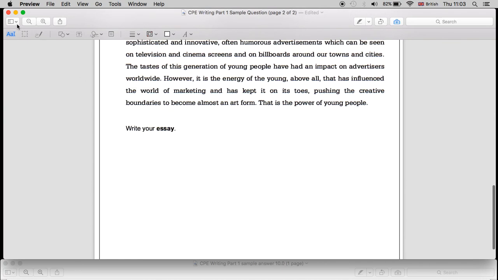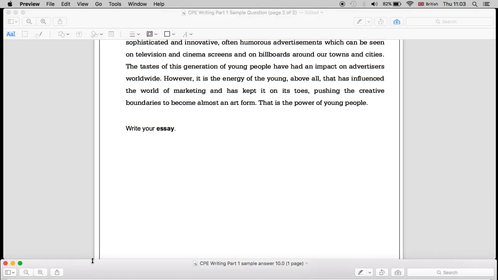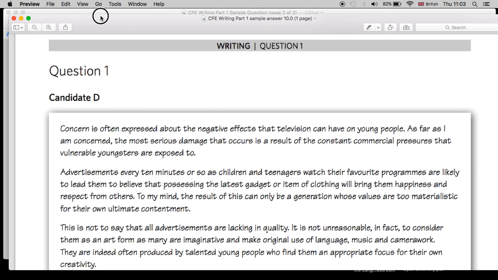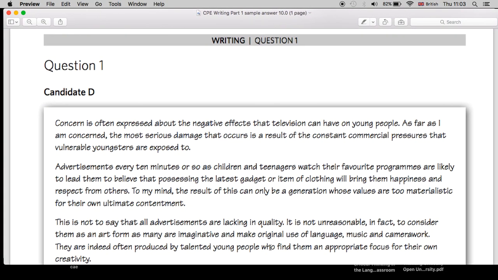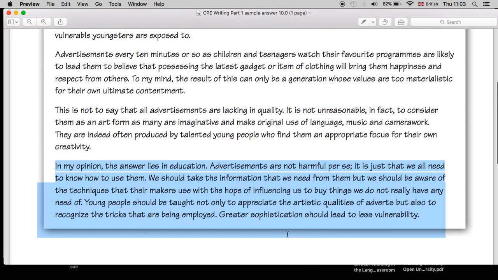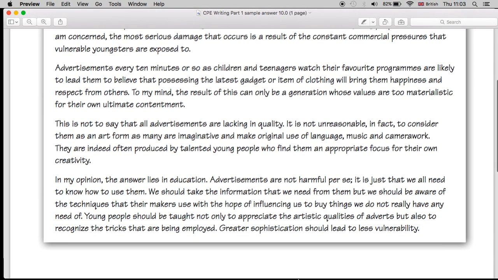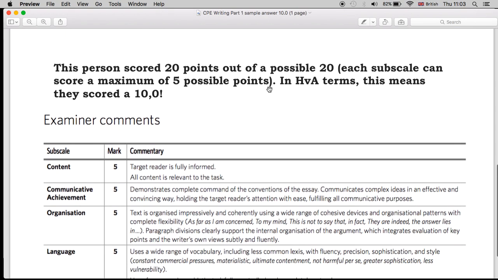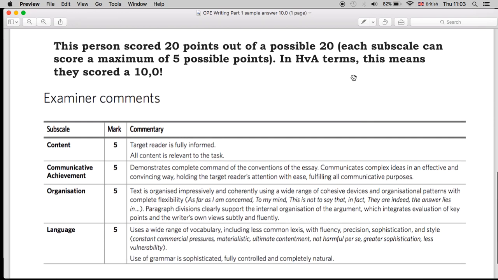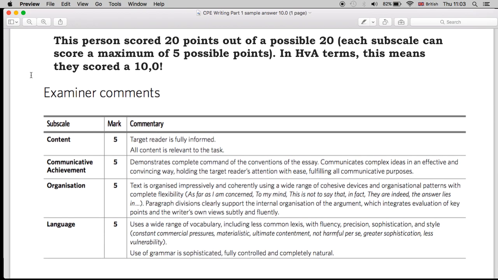Now, let's take a look at a successful example. This is taken from the Cambridge Handbook itself. And this is an example of someone who scored 20 points out of a possible 20. So that's quite impressive. This would be then considered a 10 or 100%.